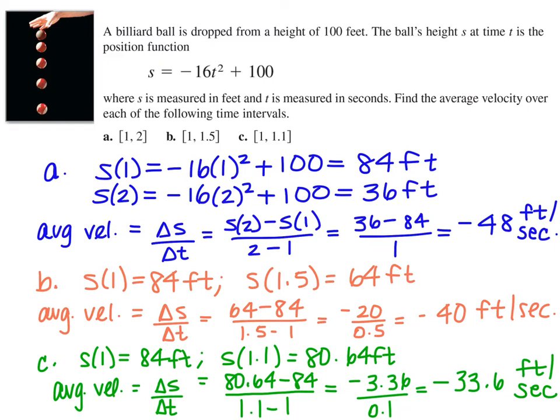Now let's work out these other two examples and see what we get. For B and for C, I employ the same methods that I used in part A, and I find in part B, from time equals 1 to 1.5 seconds, the average velocity is negative 40 feet per second, and from 1 to 1.1 seconds, it's negative 33.6 feet per second. Because velocity is change in position over time and our results are all negative, that means this billiard ball is traveling downward.